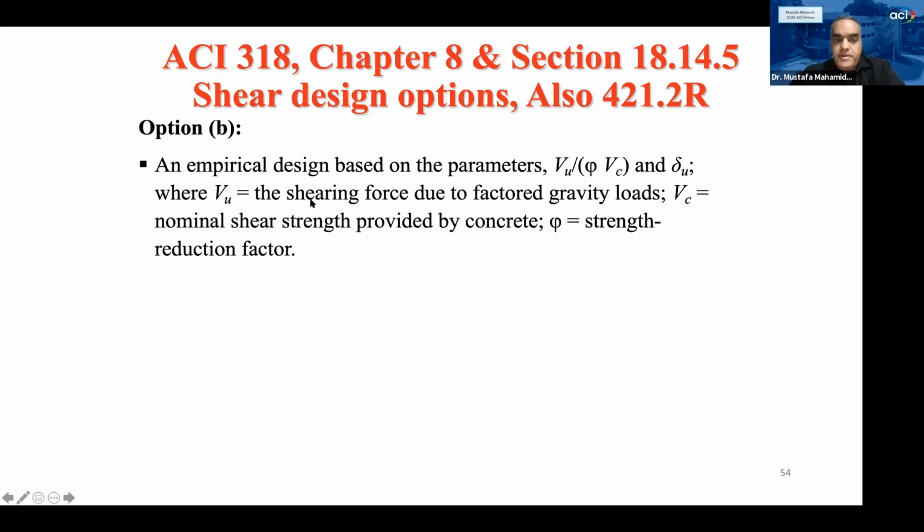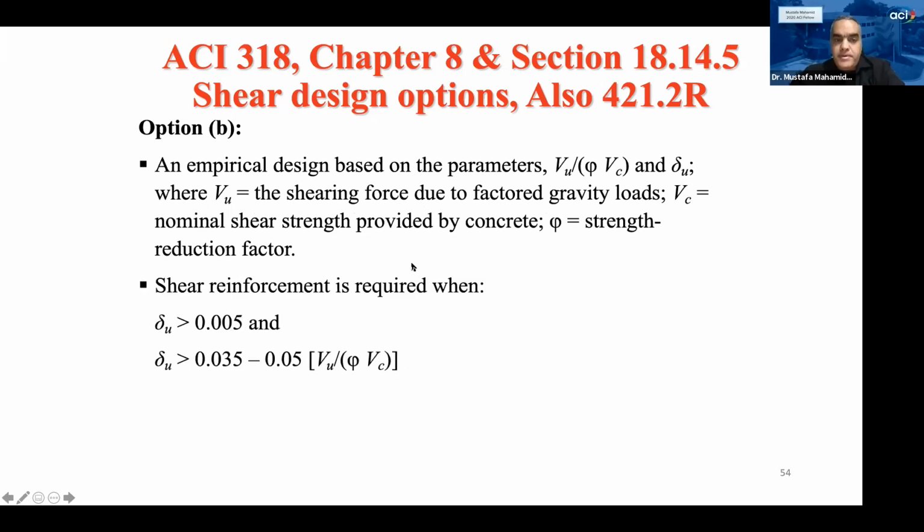So Vu is the shearing force due to factored gravity load. Vc is the nominal shear strength provided by concrete. Phi is the strength reduction factor. Now, shear according to option B, which is an empirical procedure: the shear reinforcement is required when the ultimate drift is greater than 0.005 and delta u is greater than 0.035 minus 0.05 times the ratio between the applied shear and the concrete design capacity.